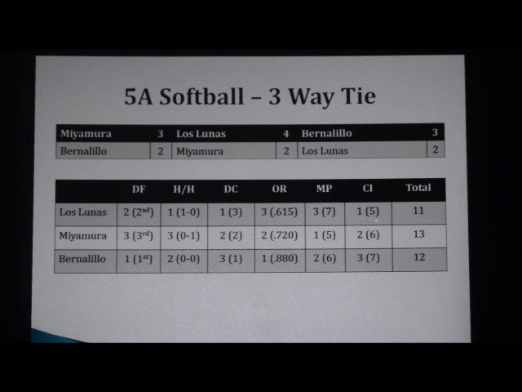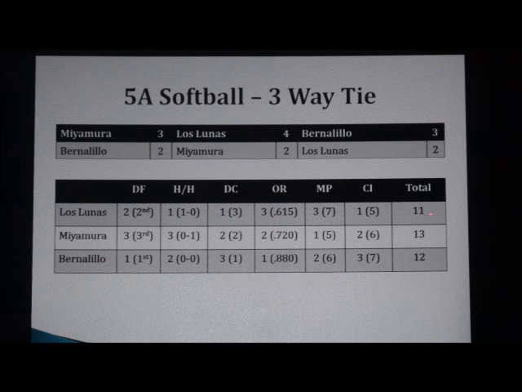Coaches' input, the coaches had Los Lunas 5th, Miramira 6th, and Bernalillo 7th. Thus, 1, 2, and 3. So we add up all the points from the 6 criteria, and as you see, Los Lunas had 11 points, Bernalillo had 12, and Miramira had 13. Now what we do here is, again, I told you that the smallest amount of points would win the tiebreaker. Los Lunas had the smallest amount of points, so they would be seated above Miramira and Bernalillo.